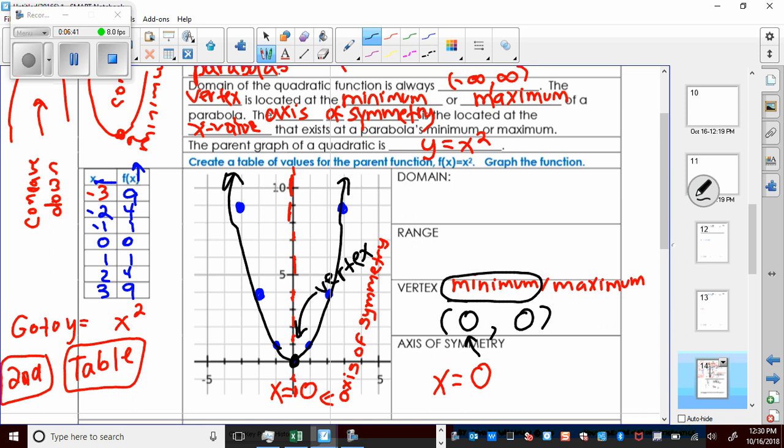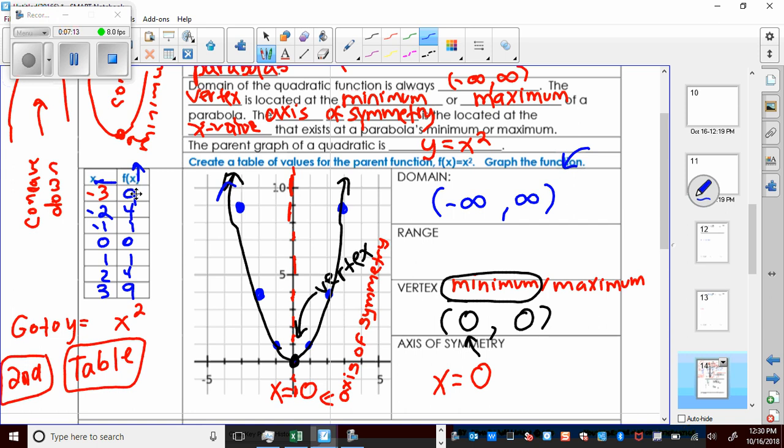Now, ranges and domains. As I move towards the left, this domain is moving towards the left as well. So it's going towards negative infinity. If I go towards the right, the domain's getting bigger and bigger. It's going towards positive infinity. All quadratic functions have this domain.